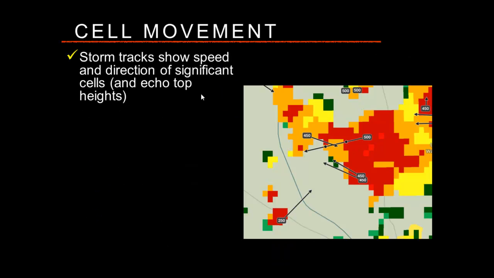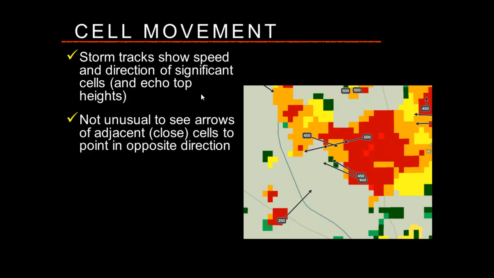Also, you can see, for instance with SiriusXM, storm tracks, and they show the speed and direction of movement of any kind of significant cells. And they also show you the echo top heights, the top of that precipitation core. And it's not unusual sometimes, as you see in this case, that the arrows adjacent to each other point in opposite directions. That happens quite a bit.